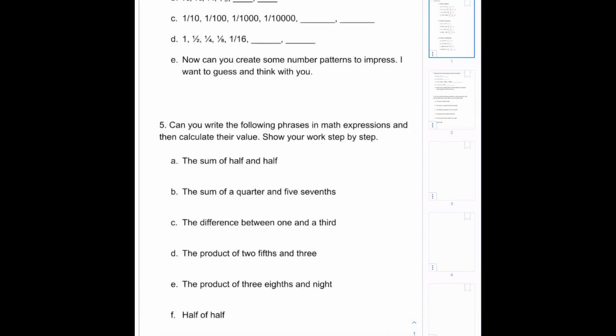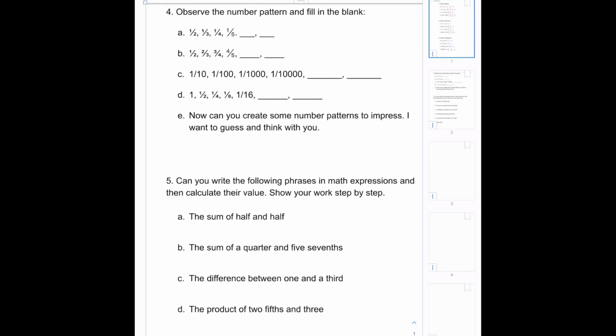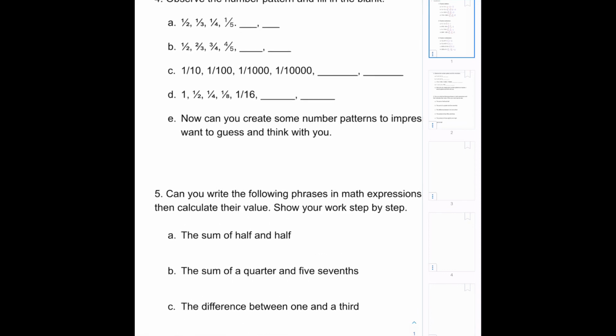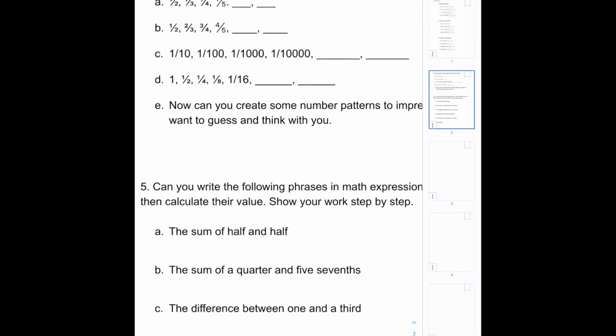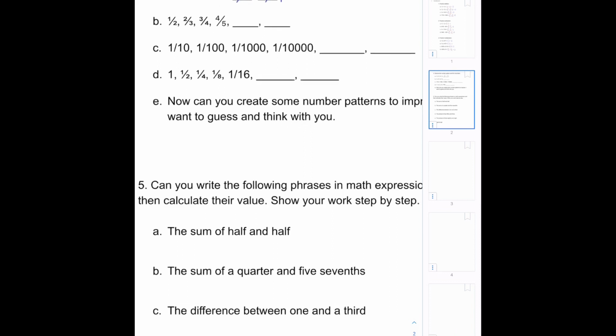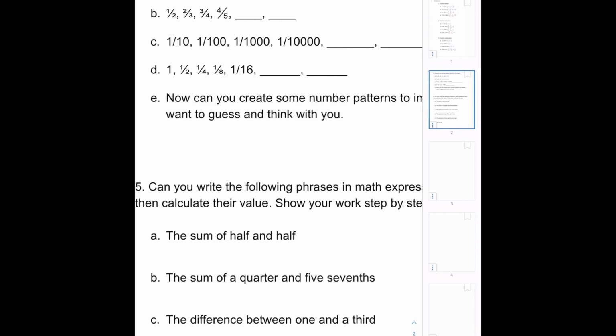Good. Open it up. Observe the number pattern and fill in the blank. So on top is always 1, 1, 1, 1. On bottom is 2, 3, 4, 5. 1 over 6, 1 over 7. So this is 5 over 6, 6 over 7, 1 over 1, 2, 3, 4, 5.